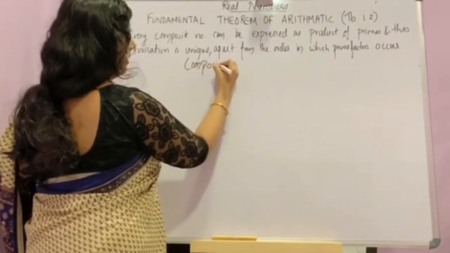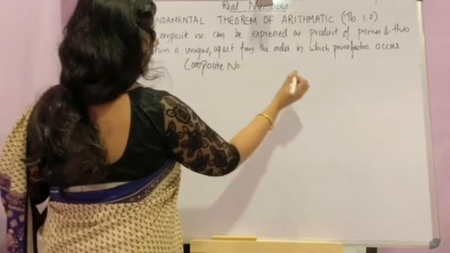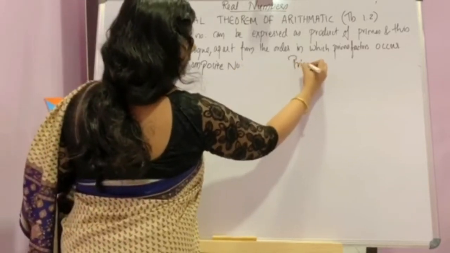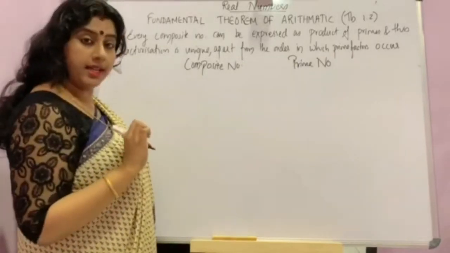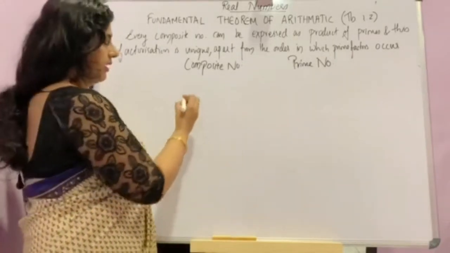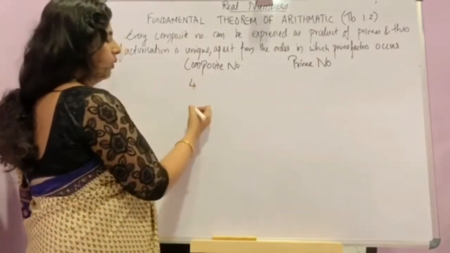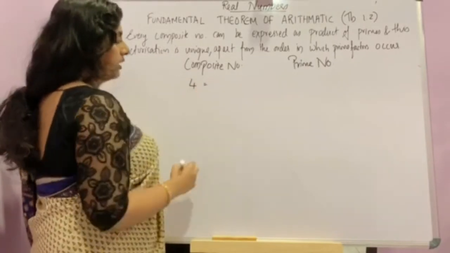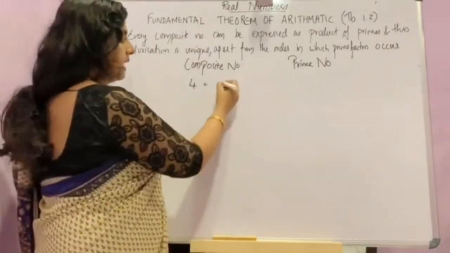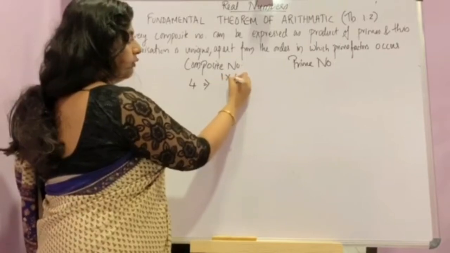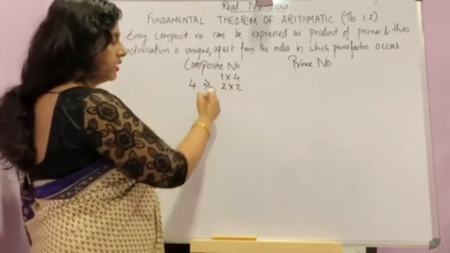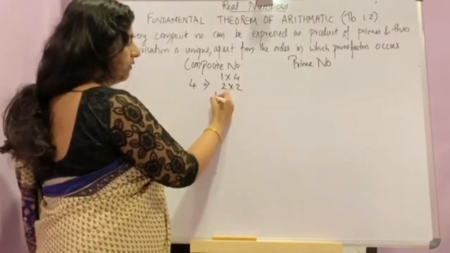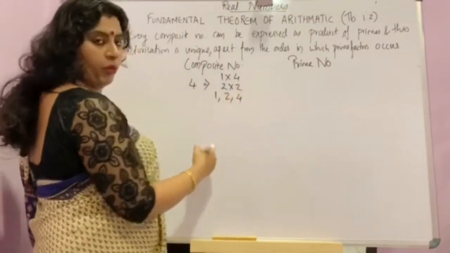Composite numbers and prime numbers. Composite numbers have at least 3 factors. For example, 4. Which are the factors of 4? We get 1 into 4 is 4, then 2 into 2 is 4. So here the factors are 1, 2 and 4.